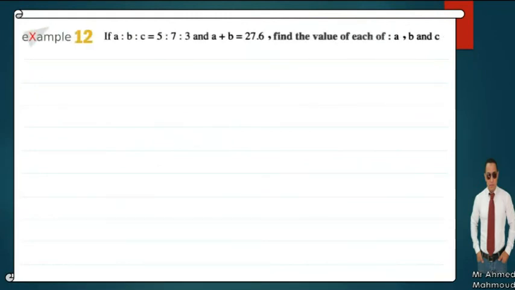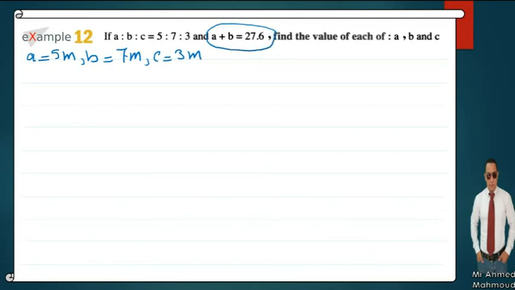Another example. Here we have a, b, and c in the ratio 5 to 7 to 3, and a plus b equals 27.6. Find the value of a, b, and c. First, here we have the ratio between three numbers in the simplest form, 5 to 7 to 3. Then a equals 5m, b equals 7m, and c equals 3m.